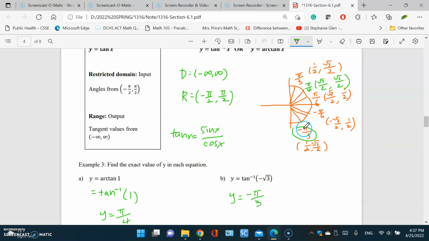The reason why we put negative pi over 3 is that you can put negative pi over 3, or you can add 2 pi to it and convert it into the positive value. But if you use a calculator to input the inverse of the tangent of negative root 3, it will give you negative pi over 3, because keep in mind the range of the inverse tangent is only between negative pi over 2 up to positive pi over 2. So that makes sense.